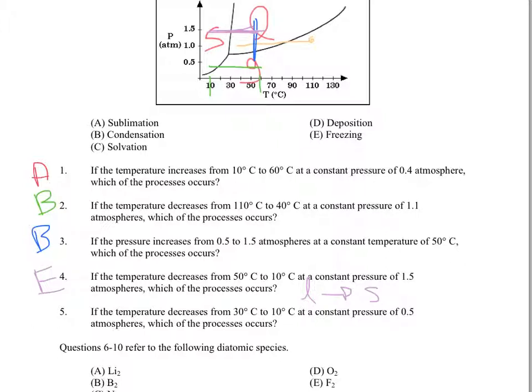So we're going from 30 to 10 at 0.5. So what are we going from and to? Gas to solid. What is that called? Deposition. And so that is answer choice D. So do those make sense? You just kind of got to figure out how it plots. But would you have known any of those if you did not know the butt diagram?